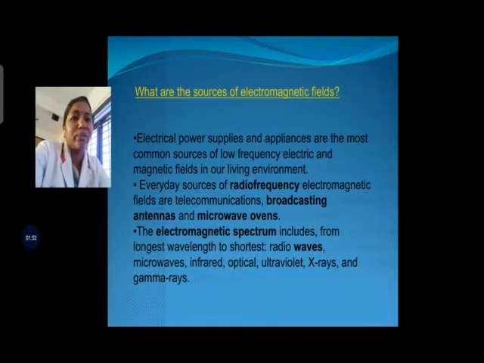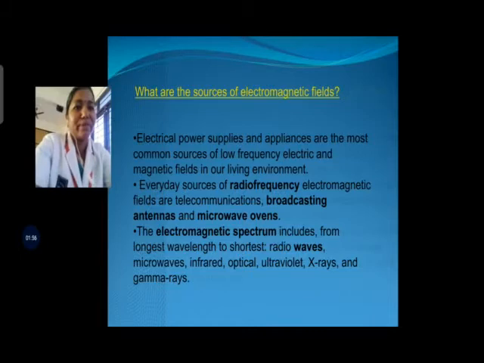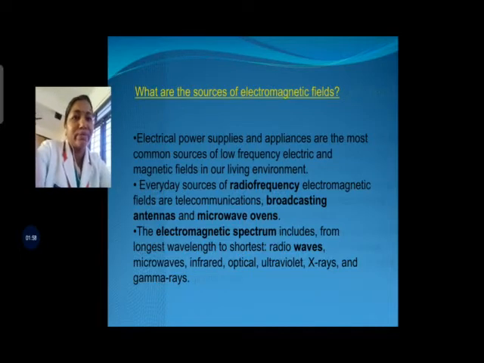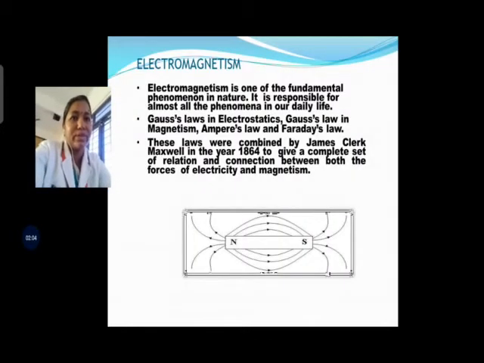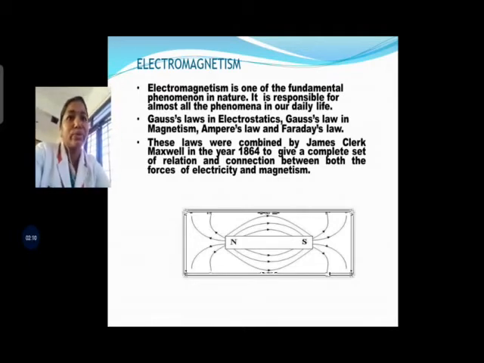Then the electromagnetic spectrum includes, from longest wavelength to shortest wavelength, radio waves, microwaves, infrared, optical, ultraviolet, X-rays and gamma rays. This is for electromagnetism. Electromagnetism is one of the fundamental phenomena in nature. It is responsible for almost all the phenomena in our daily life.